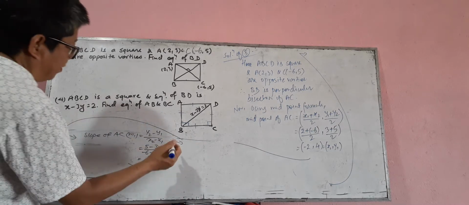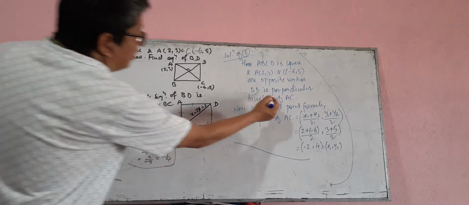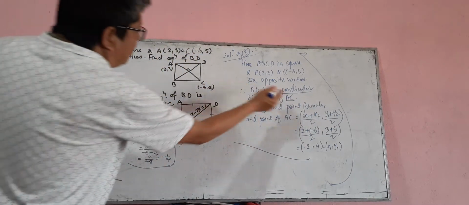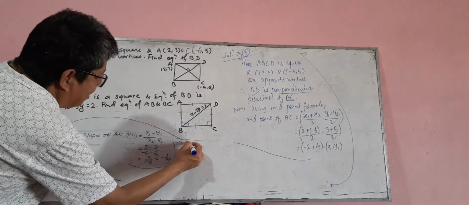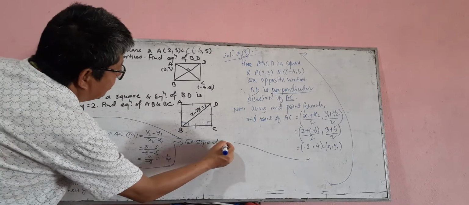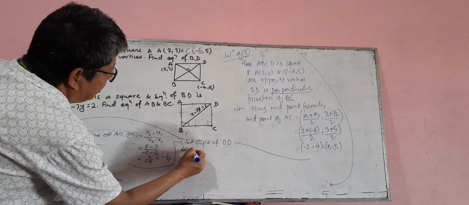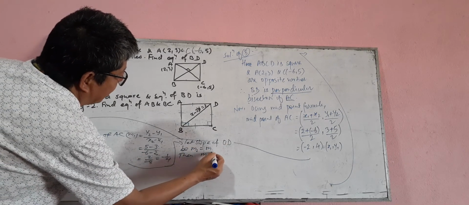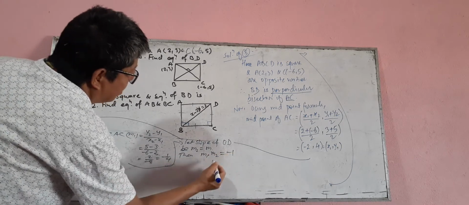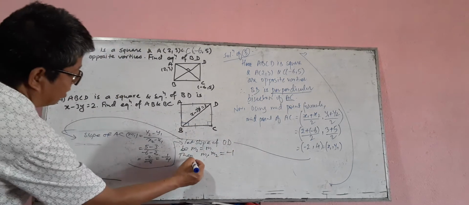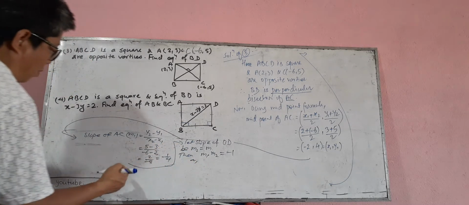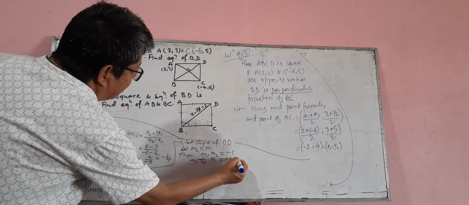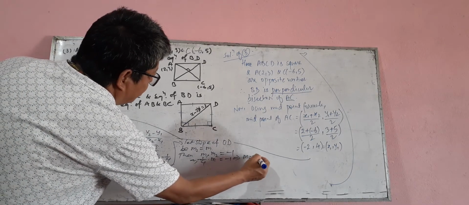Since AC is perpendicular to BD, look at it. BD is the perpendicular bisector of AC. That means BD is perpendicular to AC. Now let the slope of BD be M2 equal to M. Then M1 times M2 equals minus 1. And what do we get? The value of M1 is minus 1 by 4, times M2 is M, equals minus 1. And this implies that M equals 4.